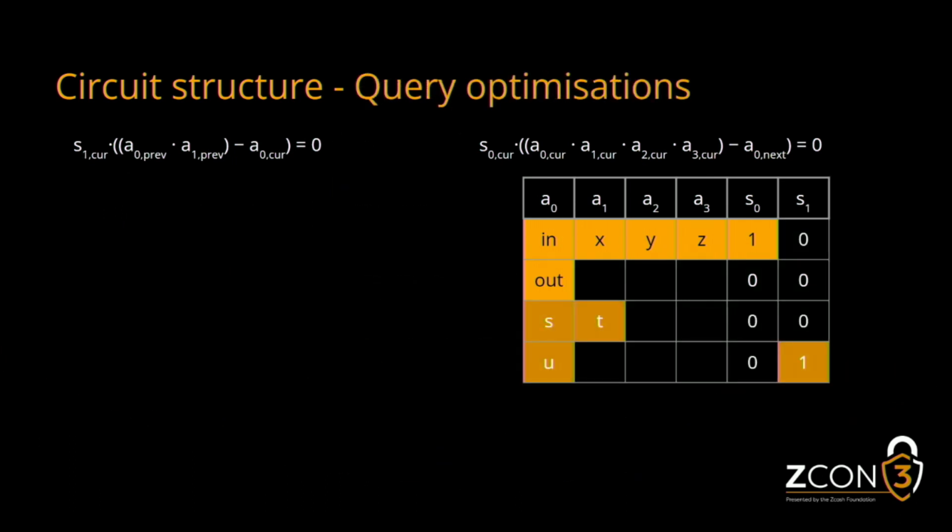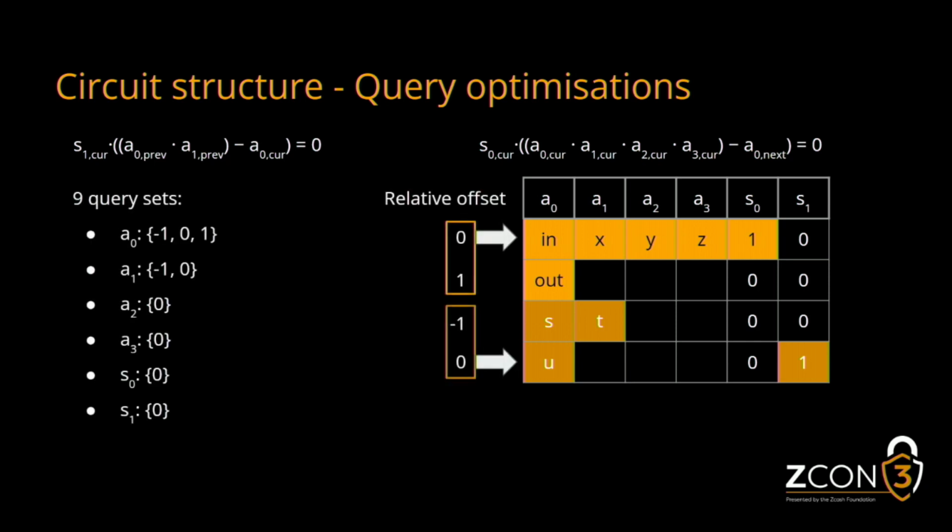Additionally, another optimization we can do at this level is query optimization. So I mentioned that a constraint refers to certain cells at certain relative offsets. So if we look at these examples, I've just taken the 2 previous ones and combined them, we can see that the first constraint is querying at the current row and the next row. And then the second constraint is querying at the current row and the previous row.